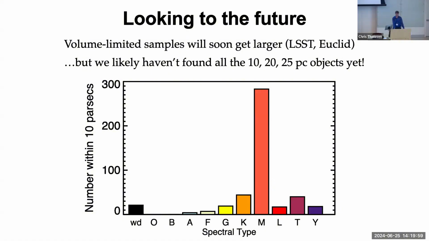Here's the 10 parsec sample a couple of years ago. Here's what's been discovered since 2010. And I don't think I have all the Y dwarfs on there. So do you think we're done? I do not. There's still more nearby to find out.